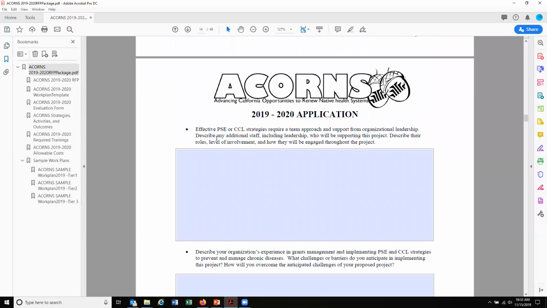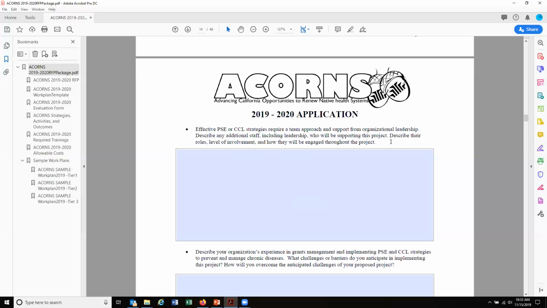The second here is: effective PSC or CCL strategies require a team approach and support from organizational leadership. Describe any additional staff, including leadership, who will be supporting this project. Describe their roles, level of involvement, and how they will be engaged throughout the project. So this is something that we are really trying to focus on for this application period.